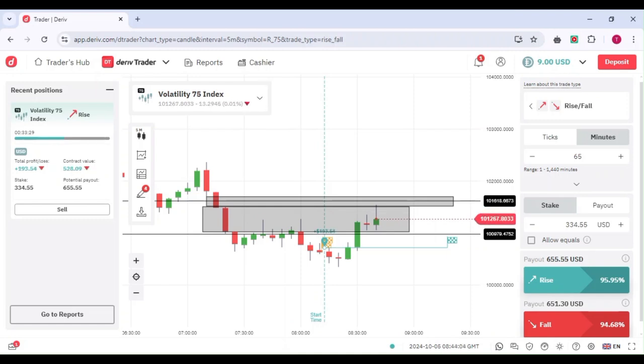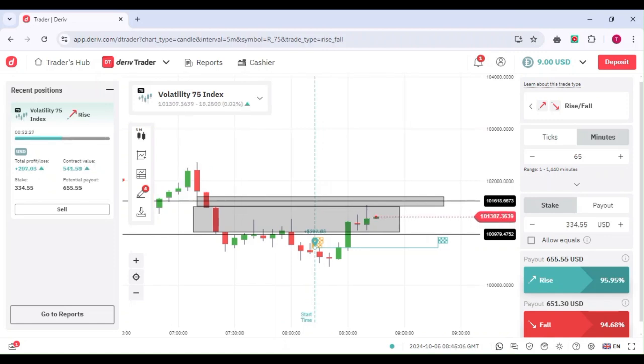So this is the best thing about trading using the minutes, not the ticks. Note, do not trade these rise and fall using ticks. Ticks is a no. Trade using the minutes. And looking at mine, I have bought 65 minutes because I knew after close to 1 hour 5 minutes, the market will already have filled, or at least closely filled, those fair value gaps.